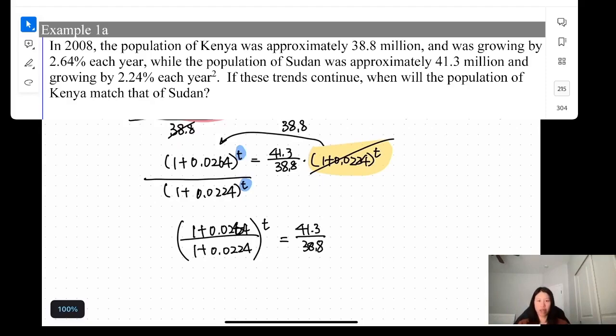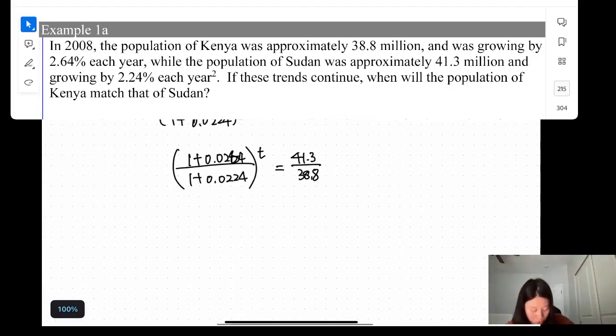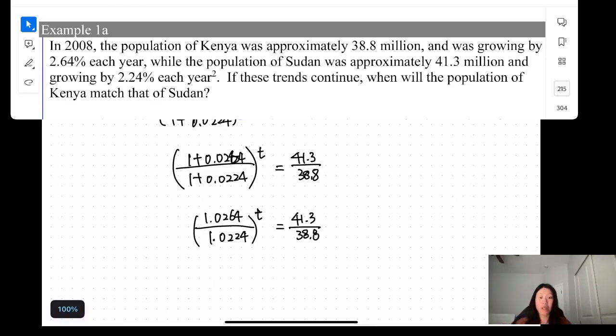We can simplify the parentheses by calculating them, which equals 1.02684 over 1.0224, to the t power, equals this. This is just a number, so we don't need to worry about that. We don't need to simplify it because it's just a simple number.